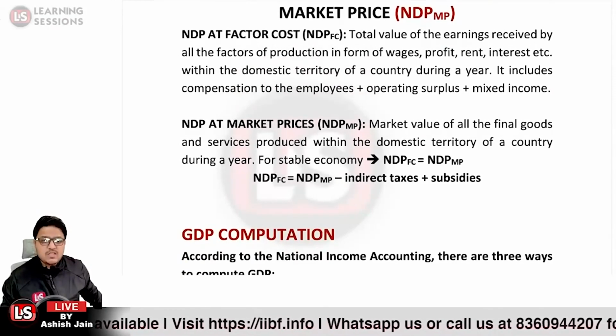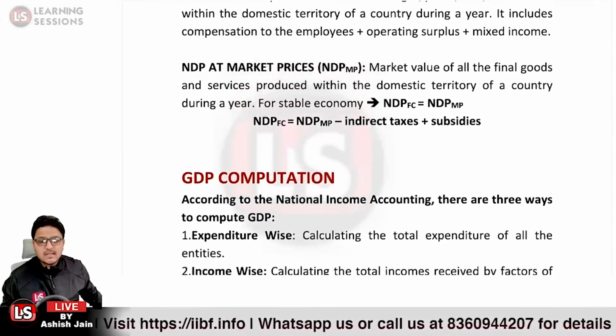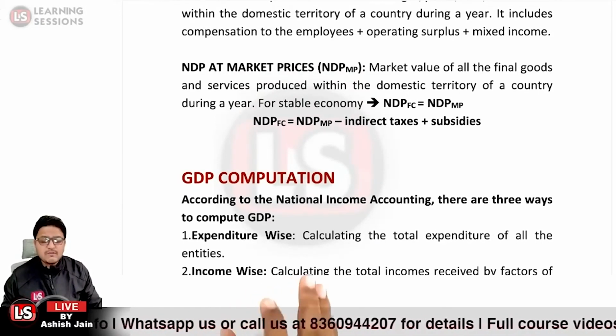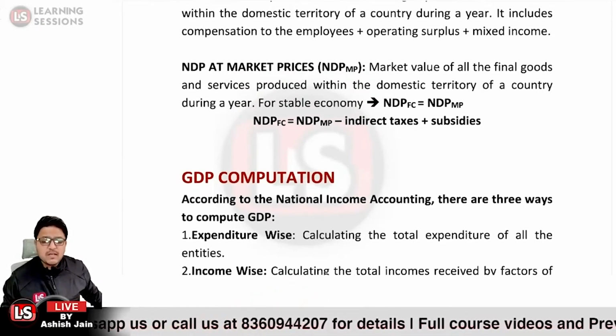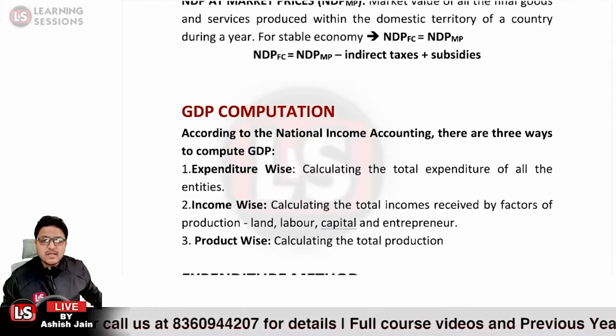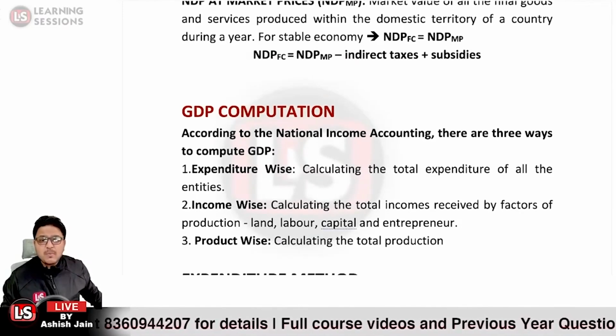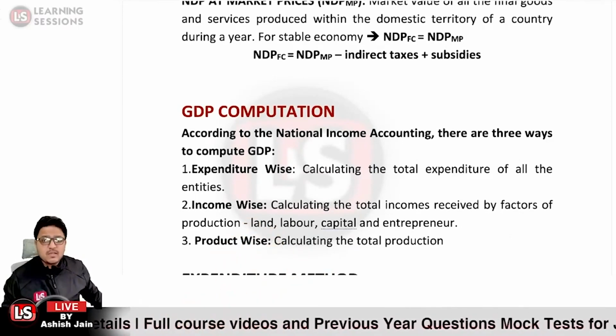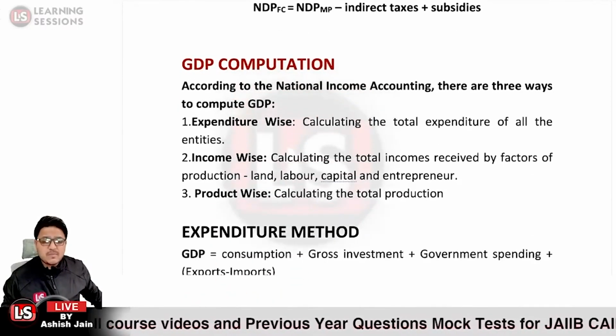Now let's consider the GDP computation. I already told you that there are three ways that we can calculate the GDP. One, the expenditure method. Second, the income method. And the third one, the production method or product wise. Okay, so first of all we will be considering the expenditure method.